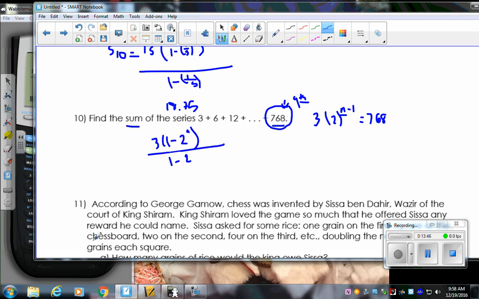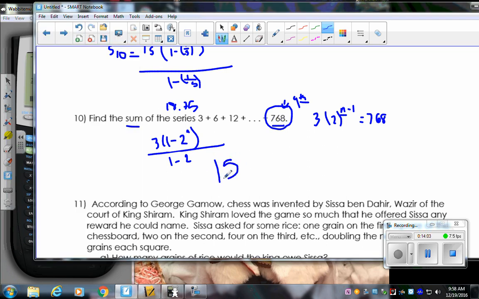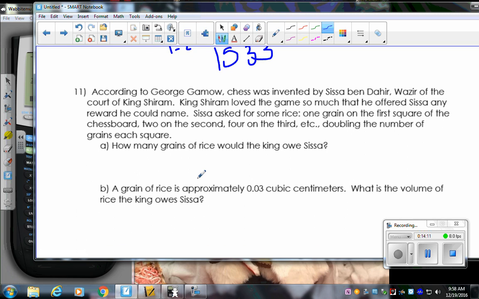All right, so we go ahead and we do our math. Alpha y equals 1. I've got 3 times 1 minus 2 to the 9th, down, 1 minus 2. Hit enter, and I have 1,533. That's my sum. At that point, if you list them all out, you could just add them together if you wanted to. Up to you.